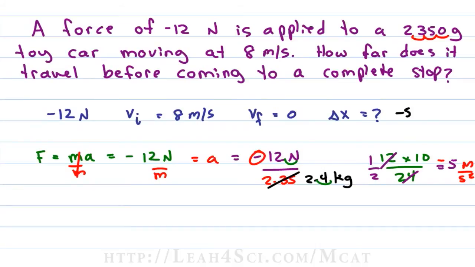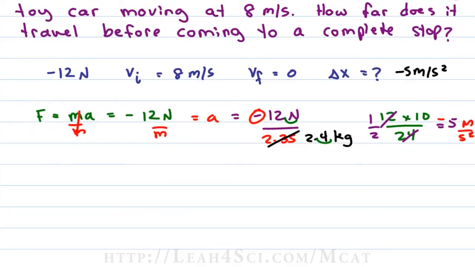We'll add negative 5 meters per second squared to our list of equations, and now go back to the kinematic concept of which equation do we use. When we have initial and final velocity, delta x, and acceleration, we want to use the time-independent equation that says v final squared is equal to v initial squared plus 2a delta x. Since the final velocity is 0, we'll cross that out, and then start to isolate the delta x, which is what we're trying to solve.